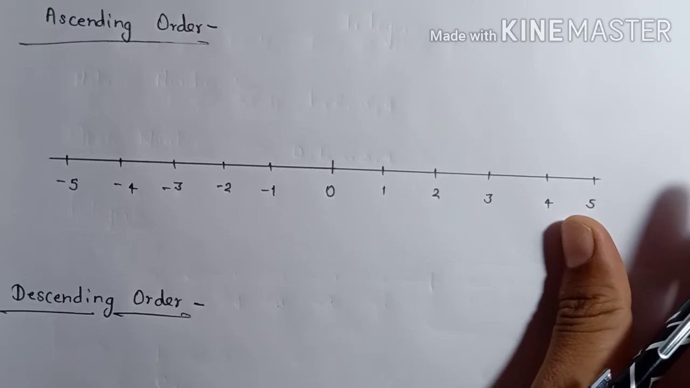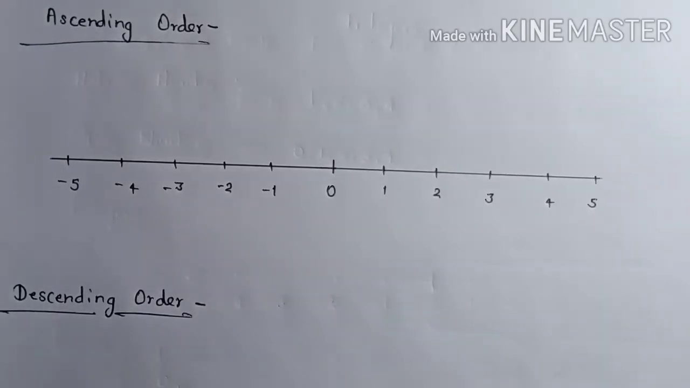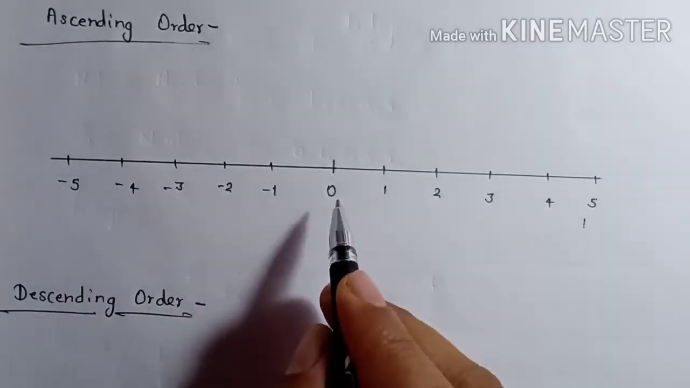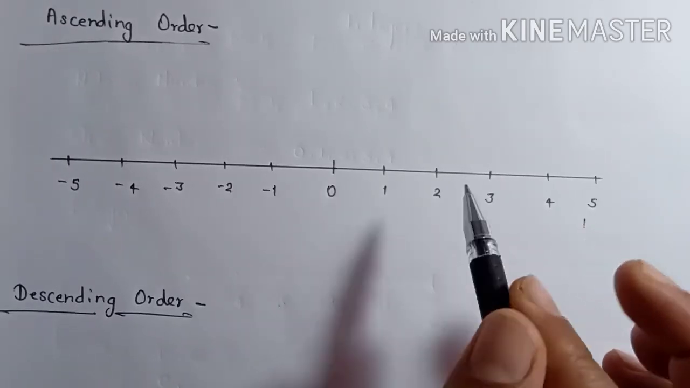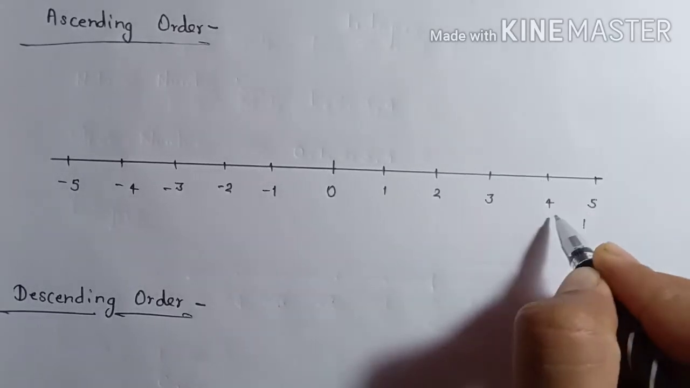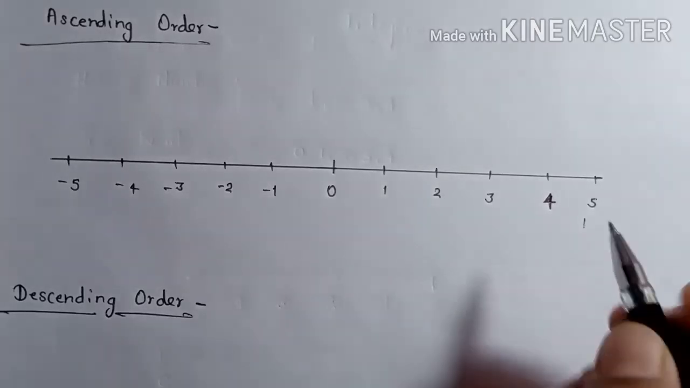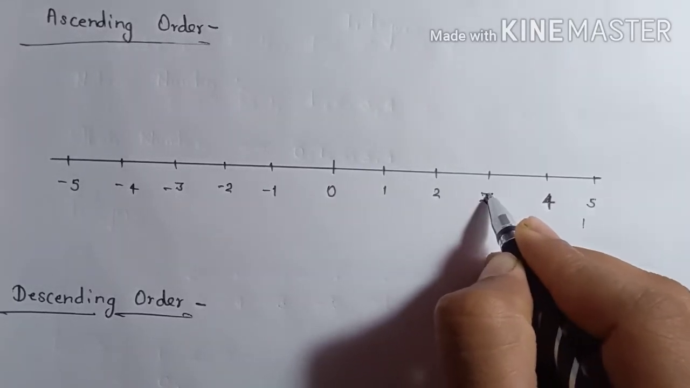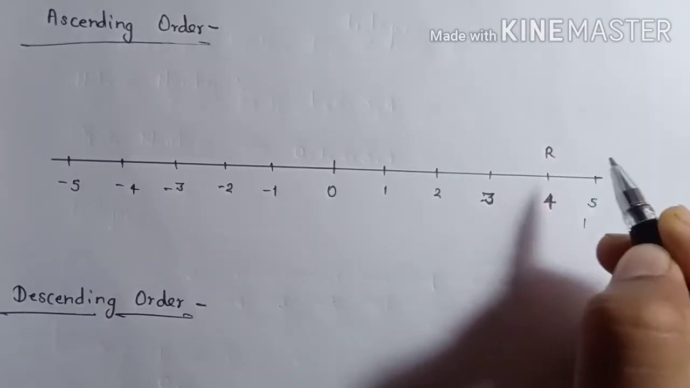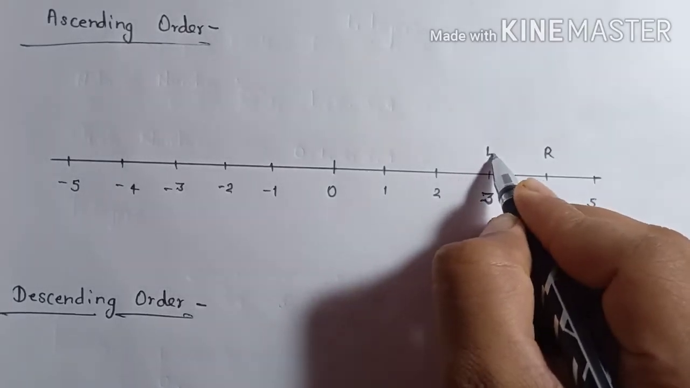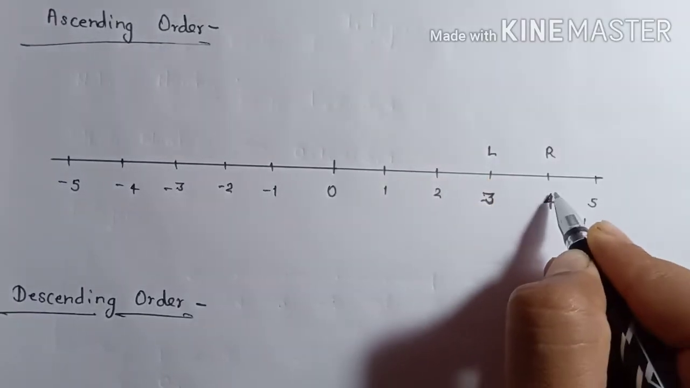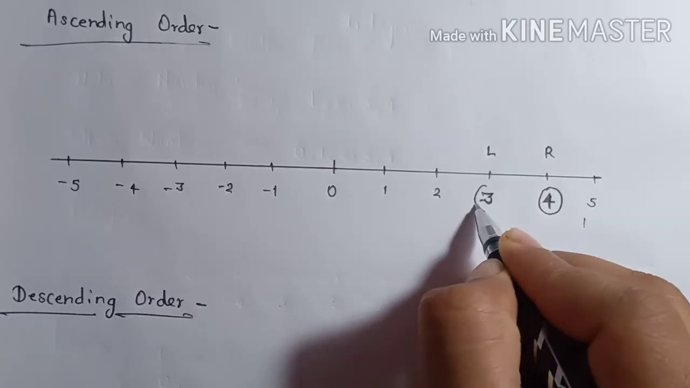Now let's see some important properties of this number line. This is a number line where you can see some positive integers and some negative integers. 0 is neither a positive integer nor a negative integer. See, here it is plus 4 and this is plus 3. This is on the right of 3 and this is on the left of 4. You can see that on a number line, every number on the right is greater than the number on its left.